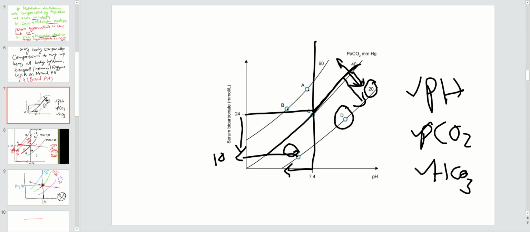Similarly, point D, it is increased pH, right? And what is the pressure of carbon dioxide? It is 20. So what do you conclude? You're dealing with respiratory alkalosis. You're right, because for metabolic alkalosis, this point should be above, because we have to match with the bicarbonate. Over here, our D point is on the 20 isobar. So from 40, it is coming down. That is, pressure of carbon dioxide is decreased. When carbon dioxide is decreased, the pH of your blood is increasing, right?